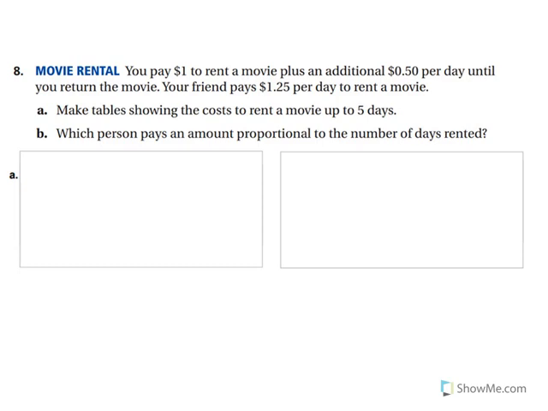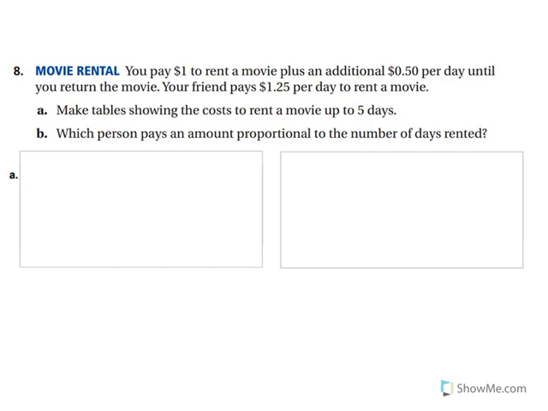Okay, this is the last part of our questions. It's going to be number 8. I believe this is it for us. And for here, it says you pay $1 to rent a movie plus an additional 50 cents per day until you return the movie. Your friend pays $1.25 per day to rent a movie. So part A, we're going to do first. It says make tables showing the cost to rent a movie up to 5 days.